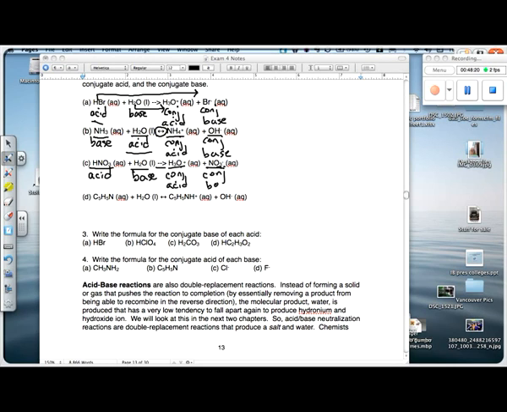So all of your conjugate bases that come from strong acids, sulfate, nitrate, chloride, bromide, so on, often are spectator ions, because they don't really have a lot of chemistry themselves.